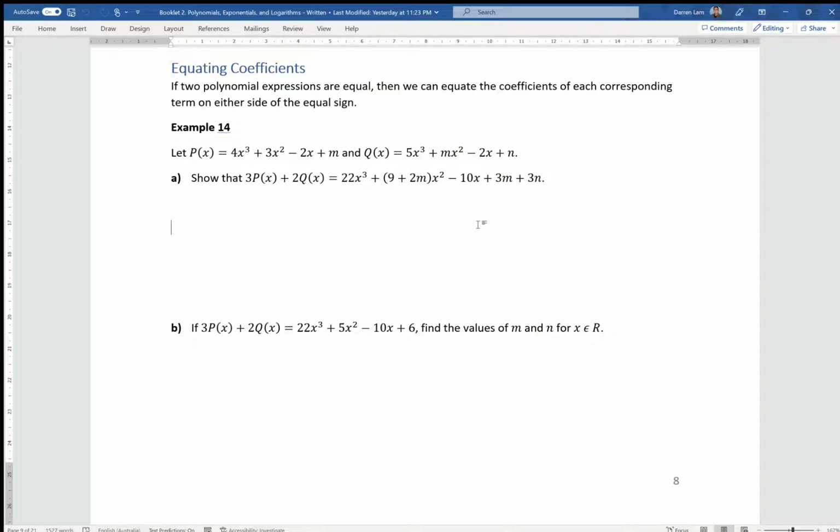Let's let p of x equal 4x cubed plus 3x squared minus 2x plus m, and q of x equal 5x cubed plus 5x squared minus 2x plus n. First thing I want you to do is cross this out and replace that with 2. That is a typo on my end.